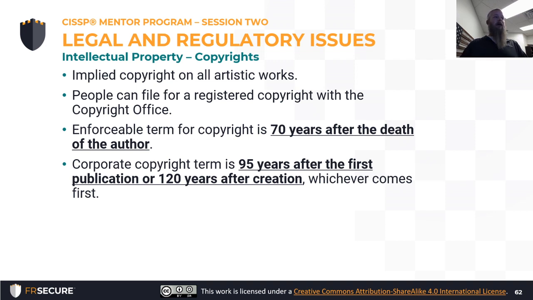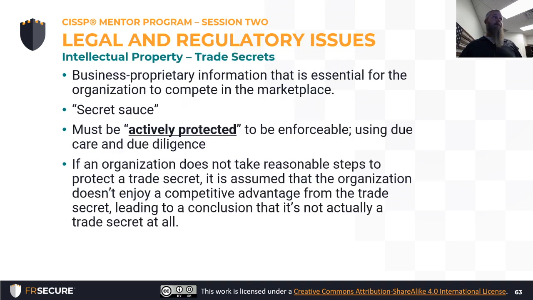Corporate copyright is 95 years after the first publication, or 120 years after creation, whichever comes first. These are testable, unfortunately. You'll have to memorize this, and then you can forget it, because in reality, legal counsel handles these things for the most part. As a security practitioner, I'm not terribly worried about enforcing or wondering if something I'm using is going to be a copyright violation, as long as I'm following normal licensing. But these are the numbers.